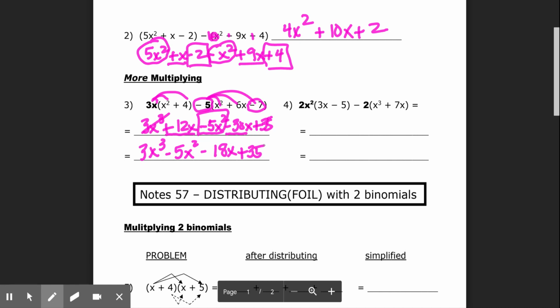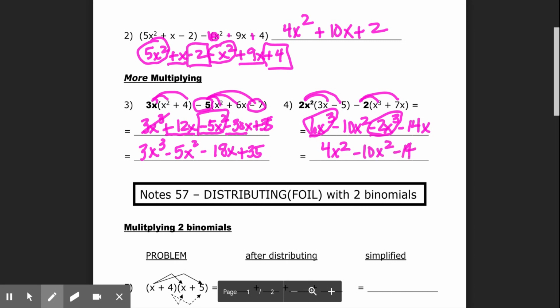All right. Over here, I've got 2x squared times 3x, so that's 6x cubed. And then 2x squared times negative 5 is negative 10x squared. And then negative 2 times x cubed is negative 2x cubed. And then negative 2 times 7x is negative 14x. So my highest exponent is cubed. So I've got 6x cubed minus 2x cubed is 4x cubed minus 10x squared minus 14x.